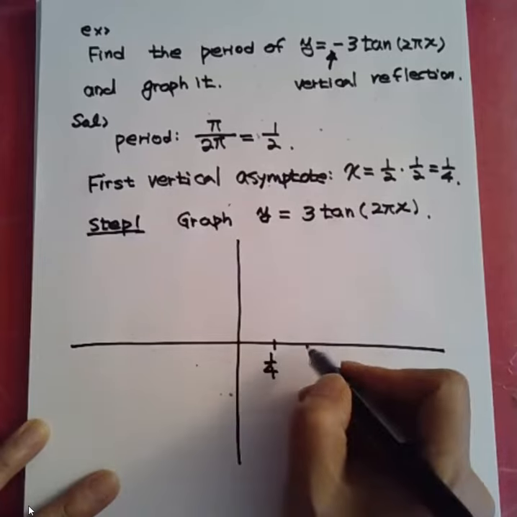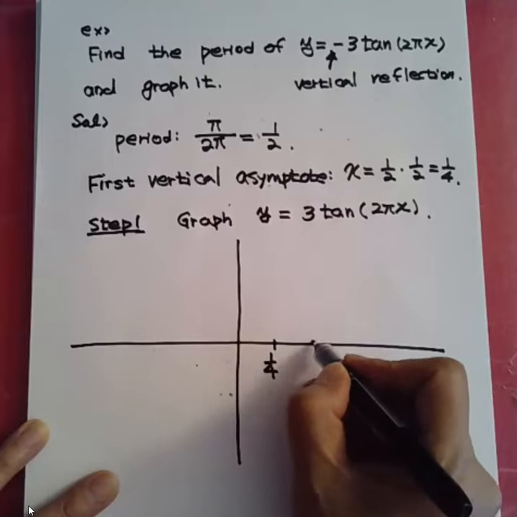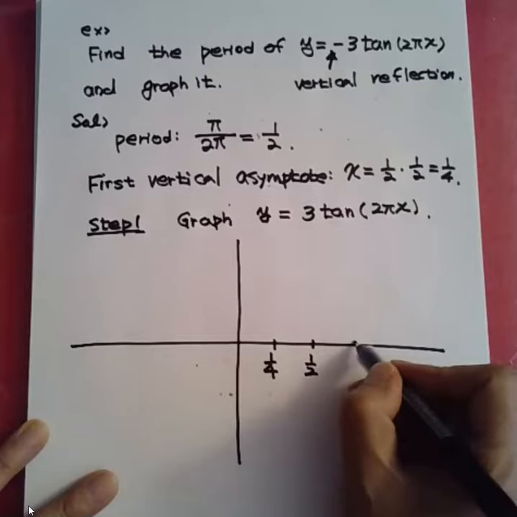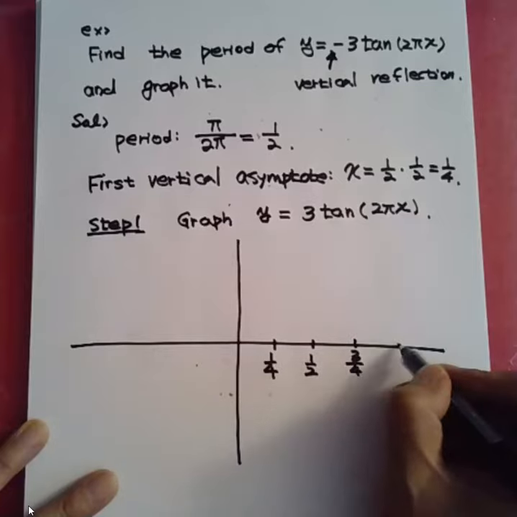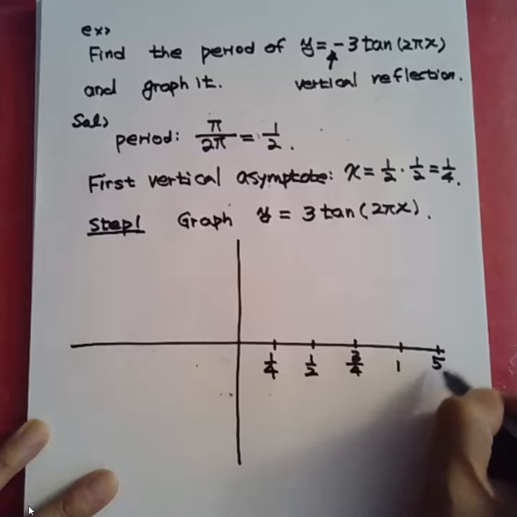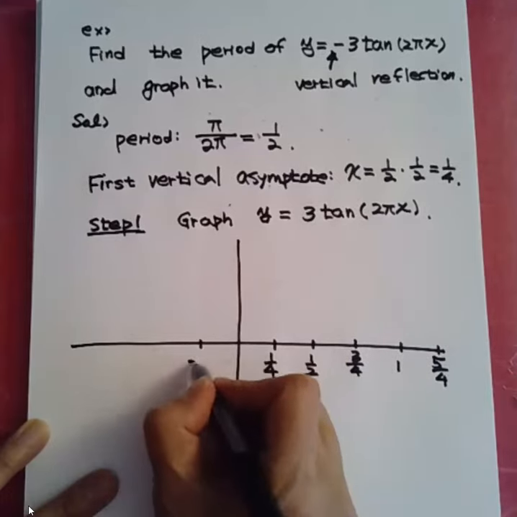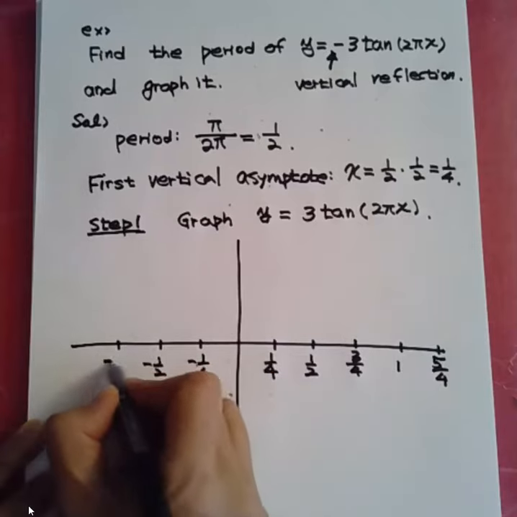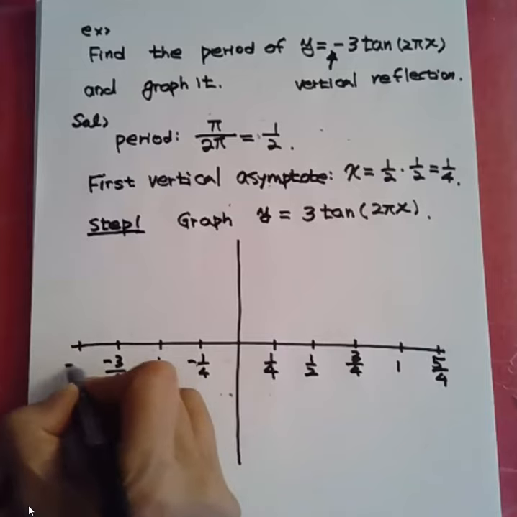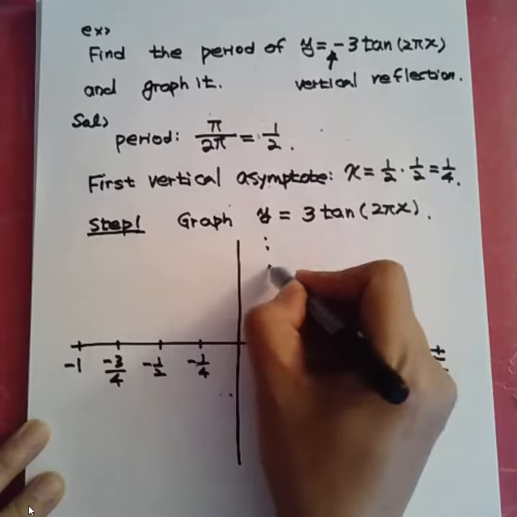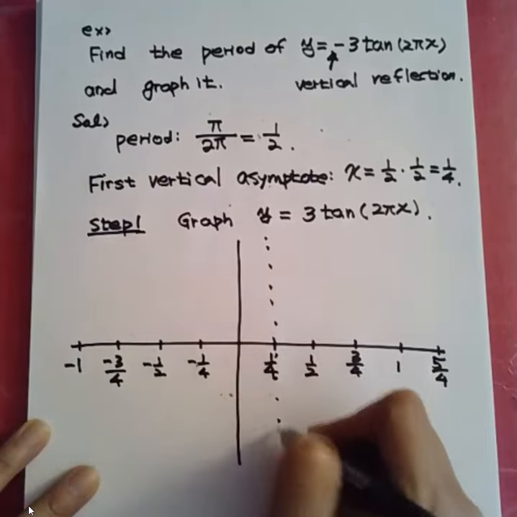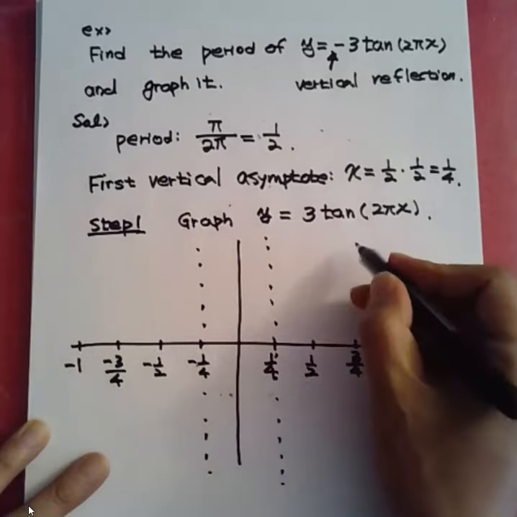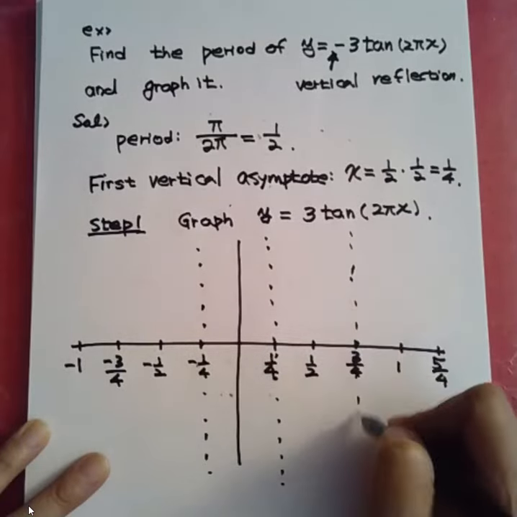This is the first vertical asymptote. Then all we have to do is add 1/4 and then 1/2 and 3/4 and 4 over 4 is 1, then 5 over 4. This is minus 1 over 4, and this is minus 1 over 2, and this is minus 3 over 4, and this is minus 1. Here is the vertical asymptote.